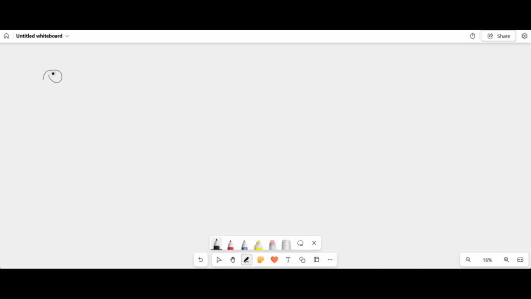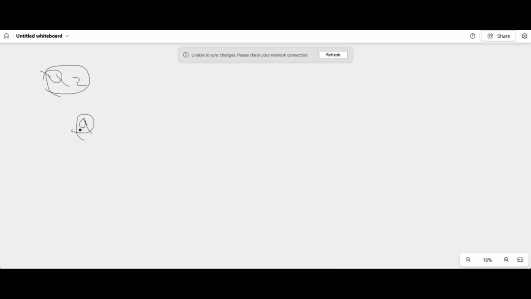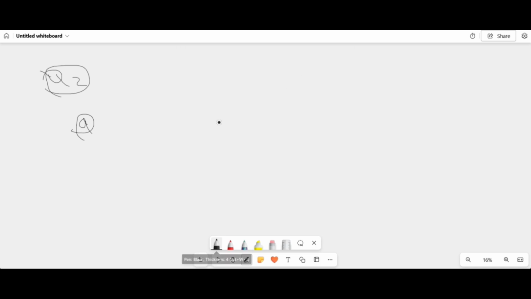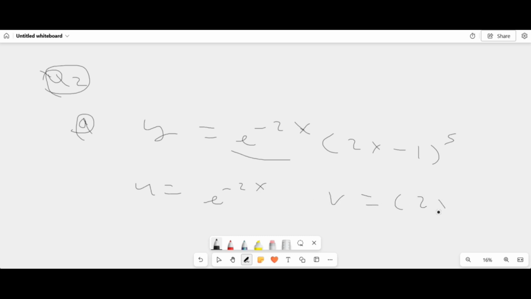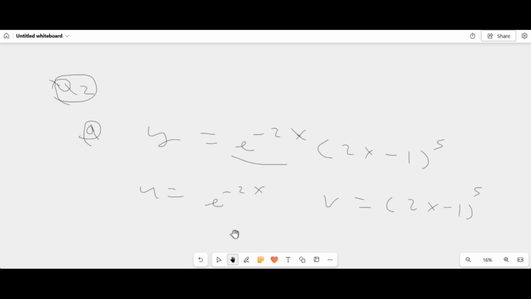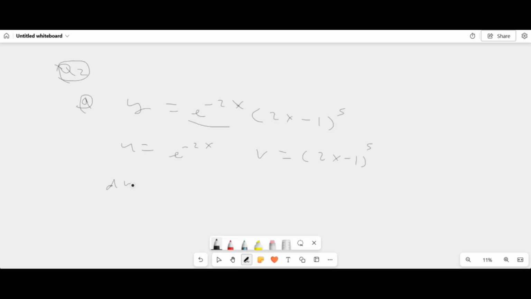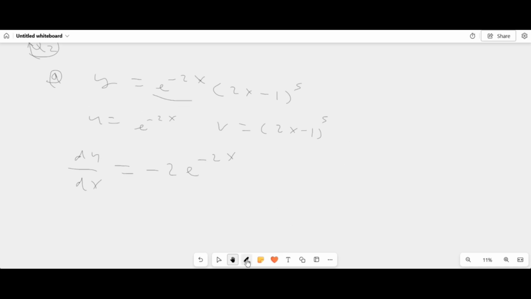Alright, question 2a. Okay, so we got y is equal to e to the power minus 2x, times 2x minus 1 to the power 5. So basically u is going to be equal to the first function, which is e to the power minus 2x, and v is going to be the second function, so 2x minus 1 to the power 5. Now, find du. If I find du over dx, that's going to be minus 2e to the power minus 2x. So just bring down minus 2 and then the rest is the same. And then obviously dv as well.